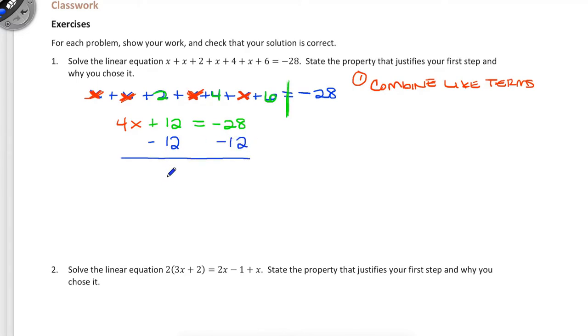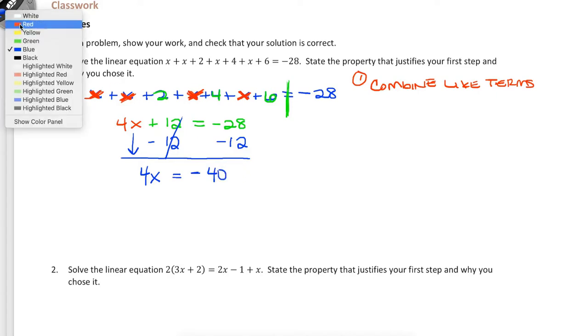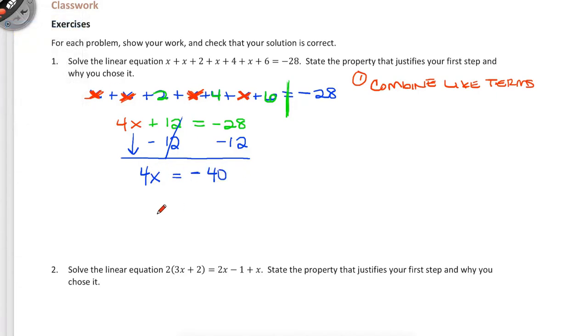So my 12s fall down here below. 12 take away 12 cancels because that becomes a 0. My 4x just falls straight down. And then since both of these are negative, I actually add them, but my negative will remain in the answer. So I have negative 12 and negative 28, which is going to give me negative 40. Now this is saying 4 times what gives me negative 40? X equals negative 10. And that's my final answer. Okay, but again, my very first step was combining those like terms.